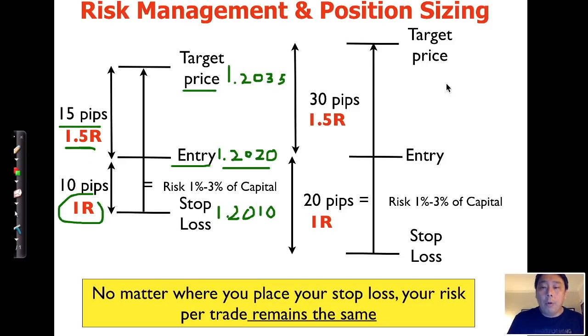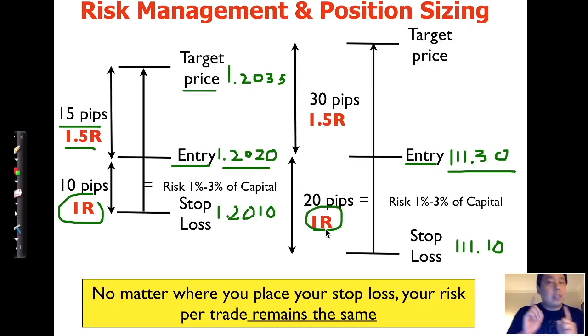Now, over here, it's a different trade, and I'm entering at, again, say, in this case, I'm trading the dollar yen, so it's 111.30, for example. Okay, I'm going long on the dollar yen. So my stop loss in this case would be 20 pips away because of that specific candlestick pattern or strategy. So my stop loss would be 111.10. Okay, so in this case, my stop loss is further away from this one, but the risk should still be the same. Not should, must be the same. So it is still 1 R.